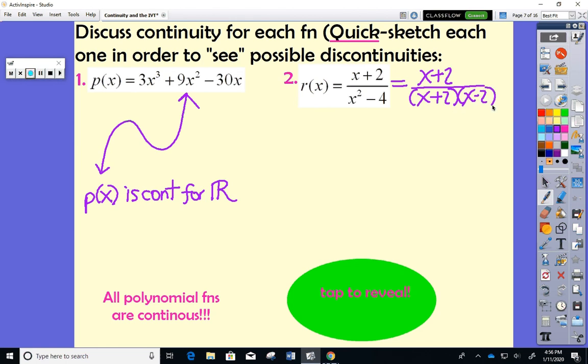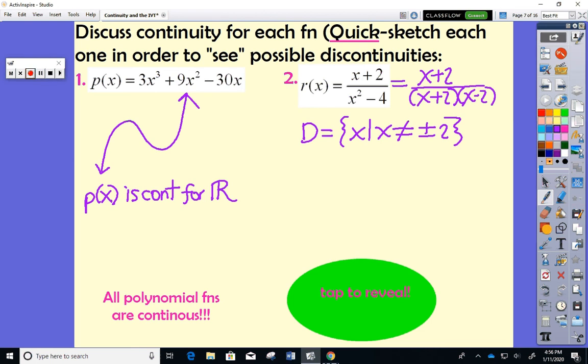Oh, so here's what I know off the bat. The domain of R of X is all X such that X does not equal plus or minus 2, because those are the X values that make the denominator 0. And you all know that any X value that's not in the domain is either going to be a vertical asymptote on the graph or a hole in the graph.